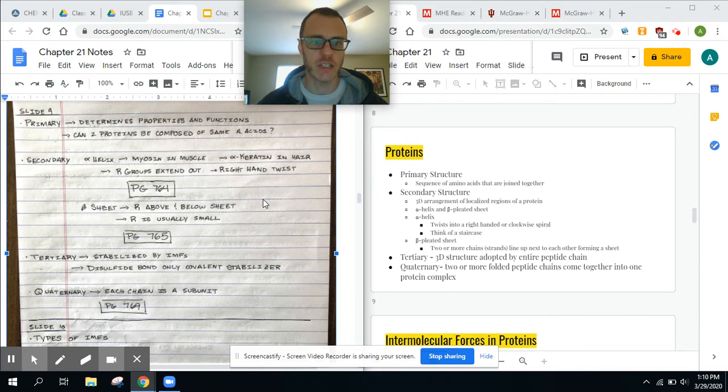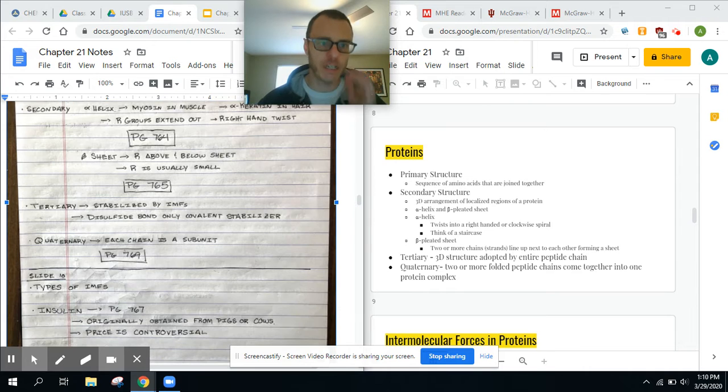Then there's alpha keratin, which is in hair, and this is used as a right hand twist in order to get those straight chains. Beta pleated sheets, it's a sheet, so all the proteins are lined up kind of in a sheet, and the R groups are above and below the sheet. And in these, the R group is usually small. You can't really have large structures there.